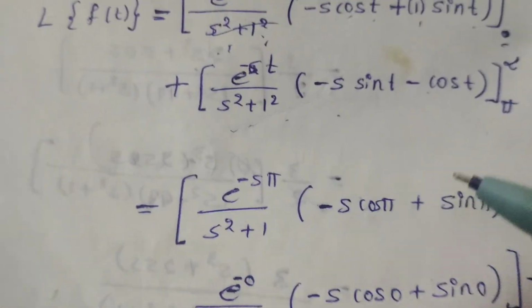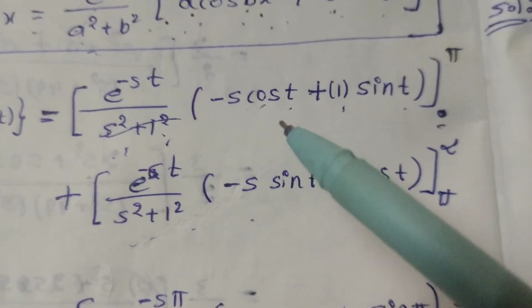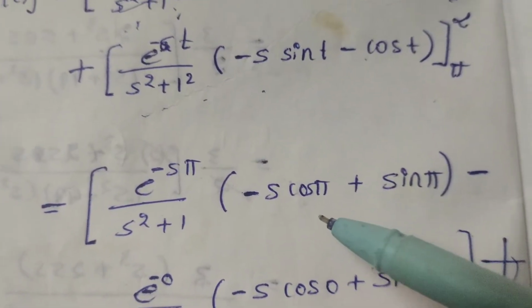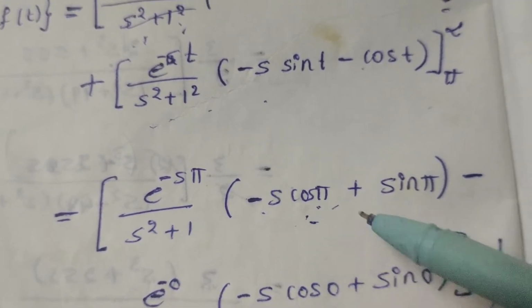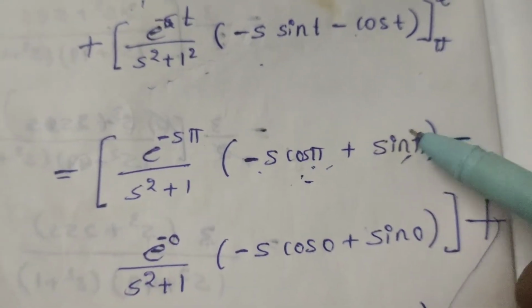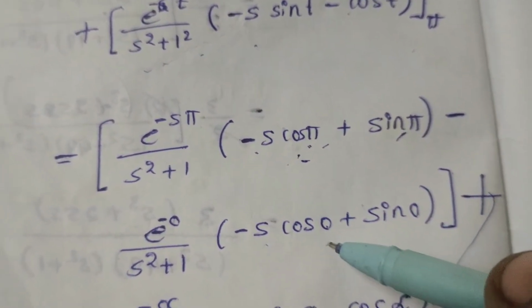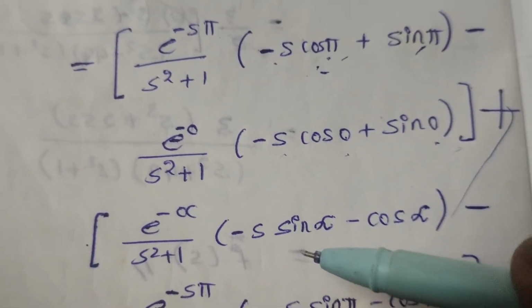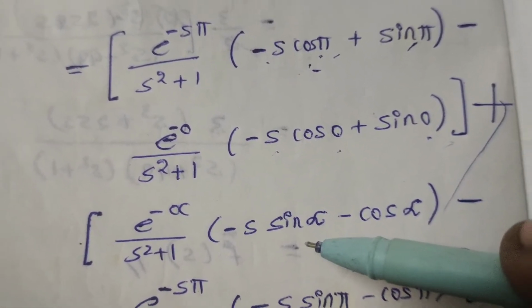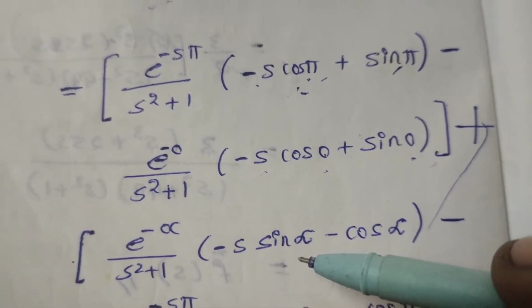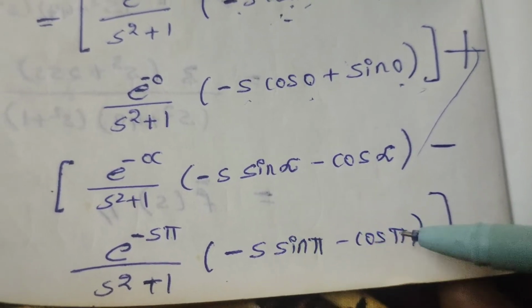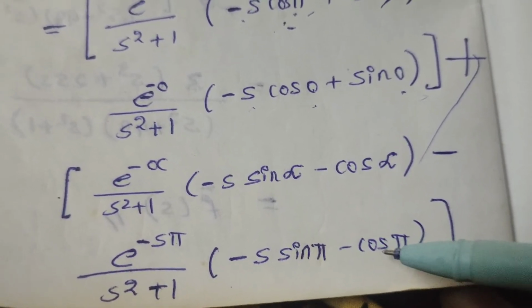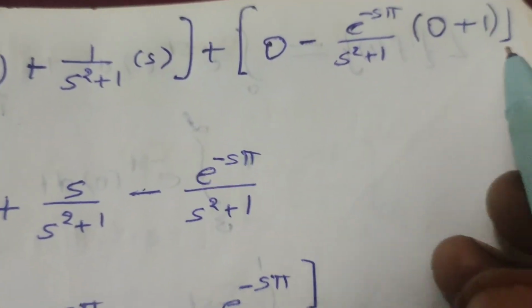Applying the limits: cos pi is minus 1, sin pi is 0, cos 0 is 1, and sin 0 is 0. So cos pi means minus 1, and this will only give plus 1. So write this plus 1.